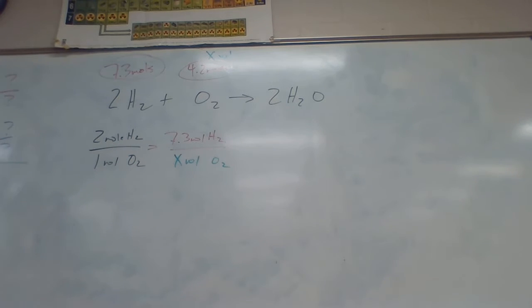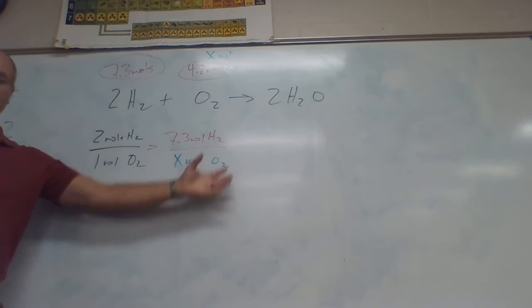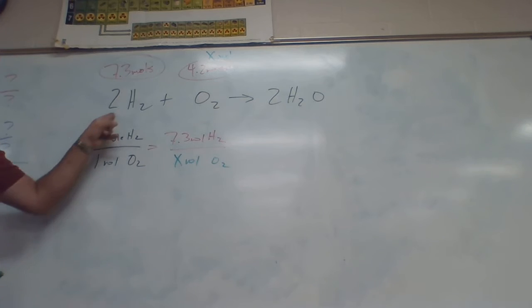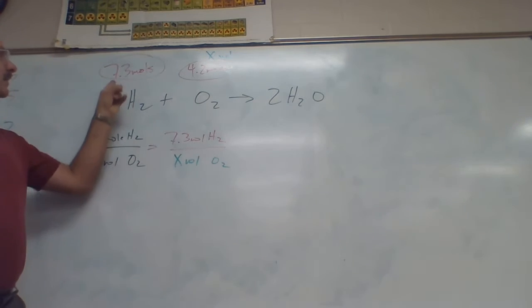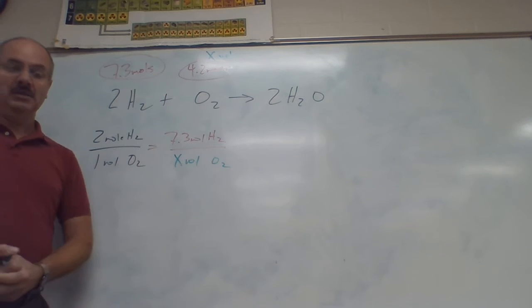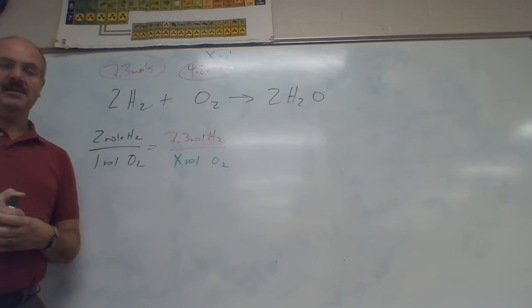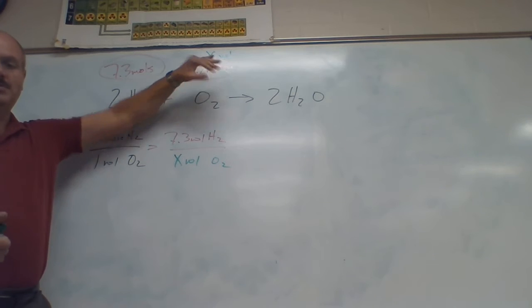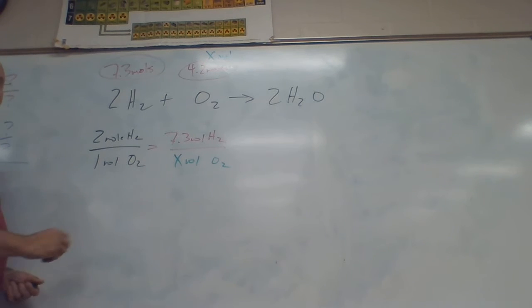I'm trying to keep my colors the same, at least on this part, the setup piece. So this part came from the balanced equation. This part came from the question. And this one was my new X that I produced. I made that into X because we're ignoring the 4.2 right now. Right? Now all I got to do is cross multiply and solve.